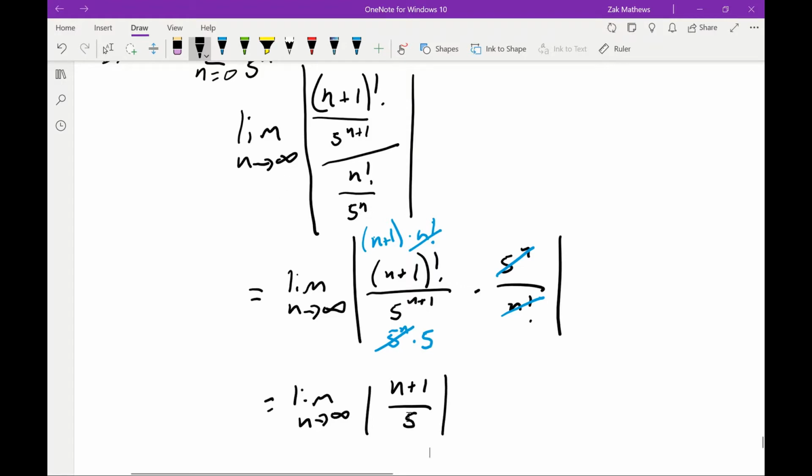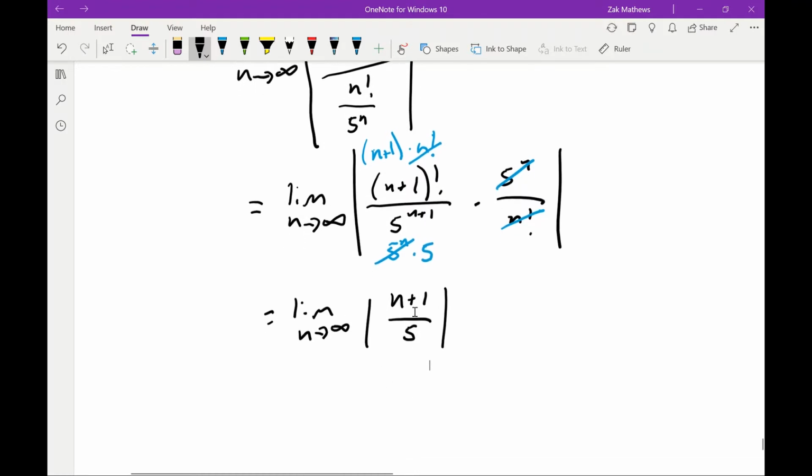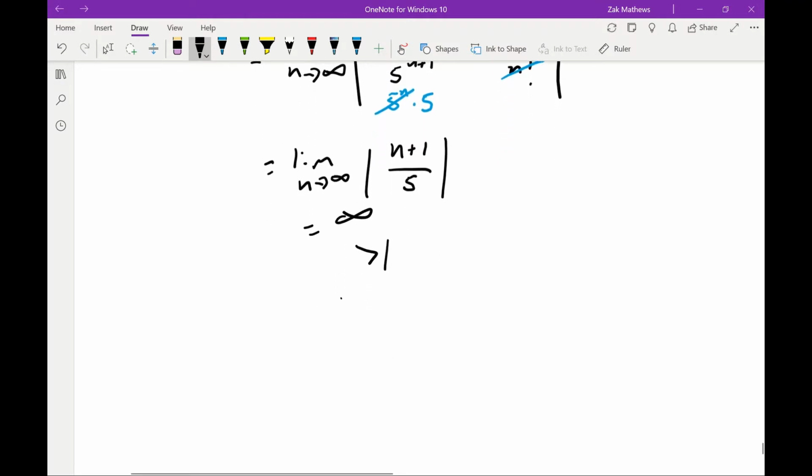And so if we were to now try to evaluate this limit, it's very easy because we don't have those factorials and we don't have the 5 to the n's to keep track of. We're just plugging in infinity plus 1. That's clearly going to infinity, which is greater than 1, which tells us this diverges.